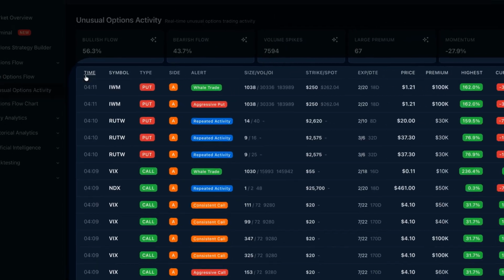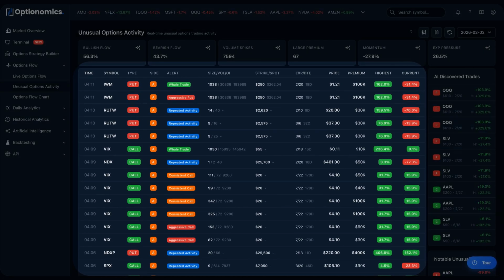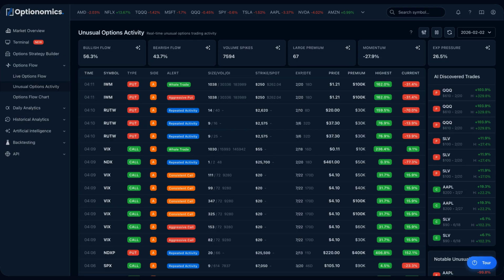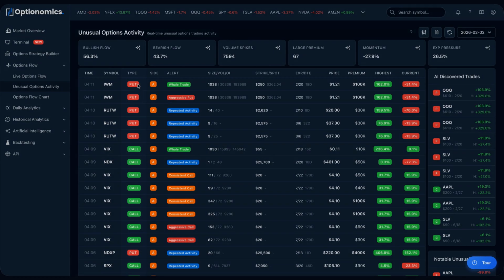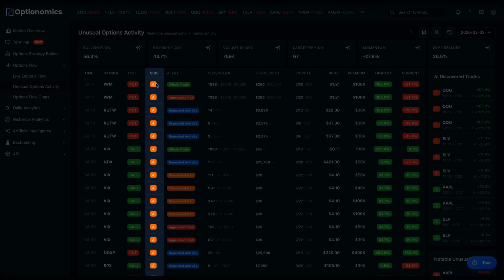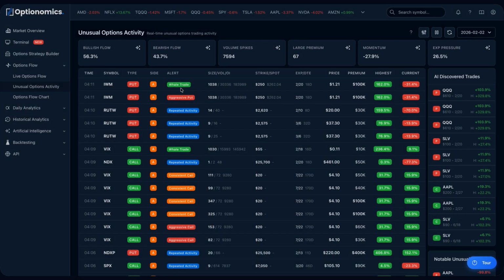The main table is your live, real-time feed of unusual options activity. It updates as unusual options trades happen. Each row shows a single unusual options trade. You will see the time it happened, the underlying symbol of the trade, whether it was a put or a call and which side of the market it was on. You'll also see where the trade happened relative to bid or ask.